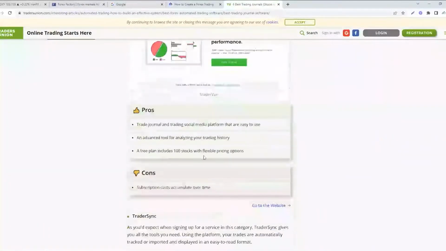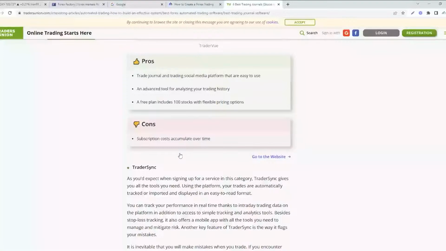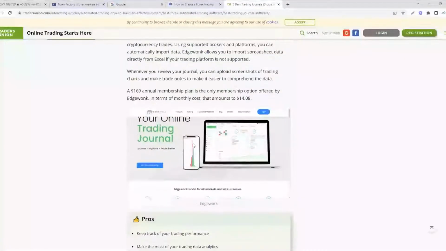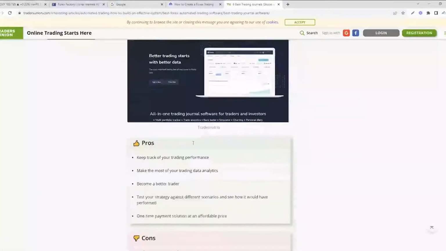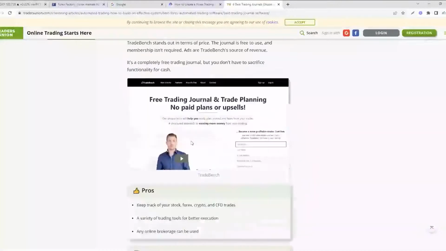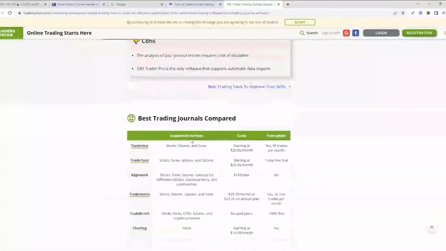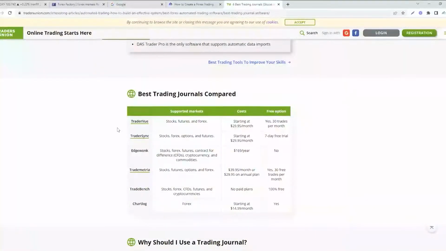So they give you the pros and cons of each of the journals that are listed here, and also a price comparison, just to get an idea. Okay, so here we have Trading View, Trader Sync, Edgewonk, Trade Metria, Trade Bench, and Chart Log.